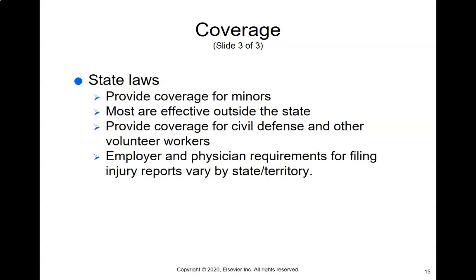Most compensation laws are extraterritorial, which means they are effective outside the state by either specific provisions or court decisions. When billing, follow the rules and fee schedule of the state in which the workers' compensation claim was originally filed. It provides coverage for civil defense and other volunteer workers, such as firefighters and paramedics. Employer and physician requirements for filing injury reports vary by state and territory.